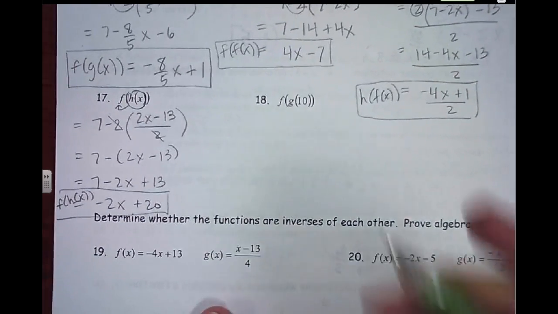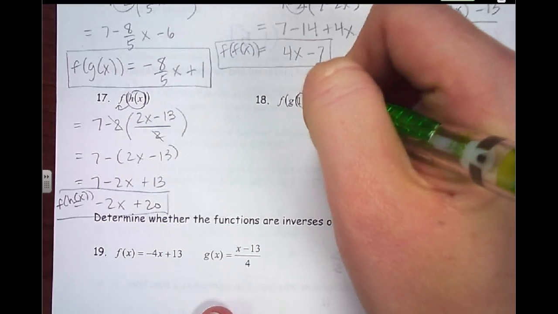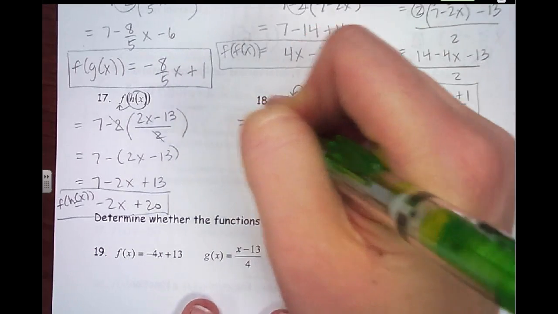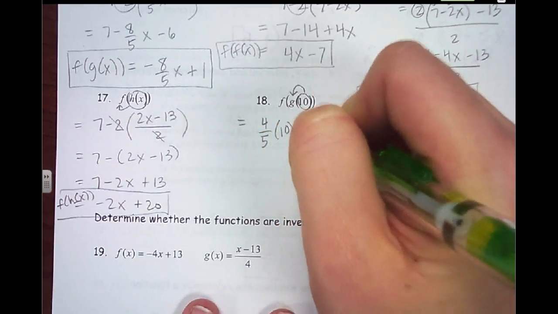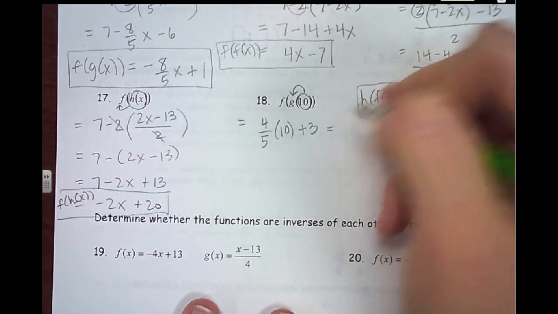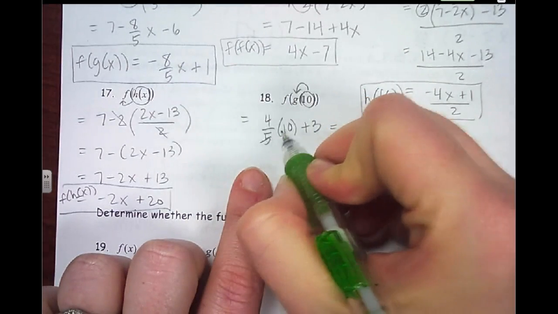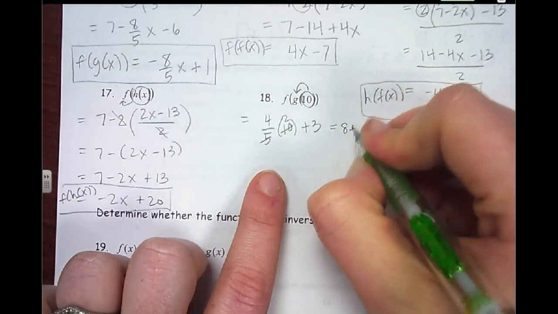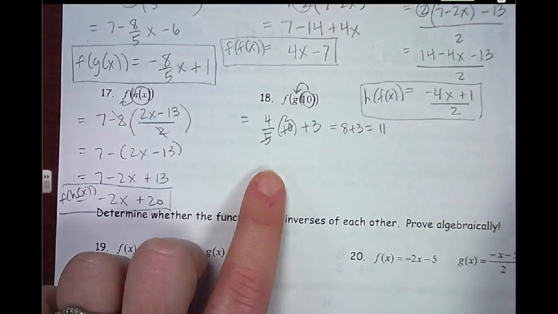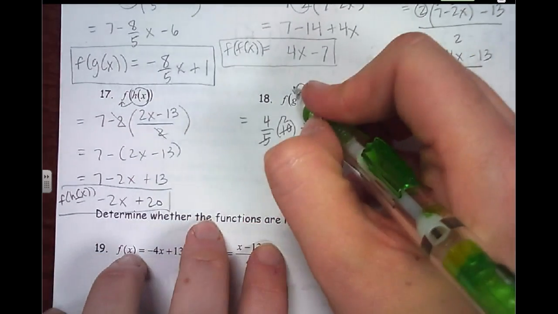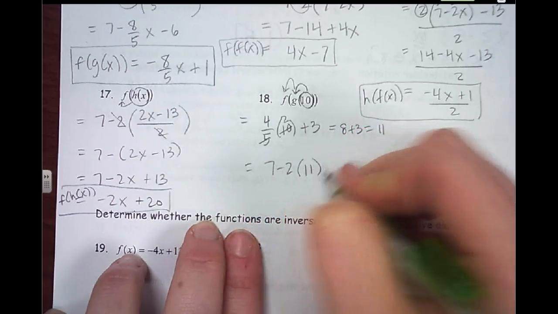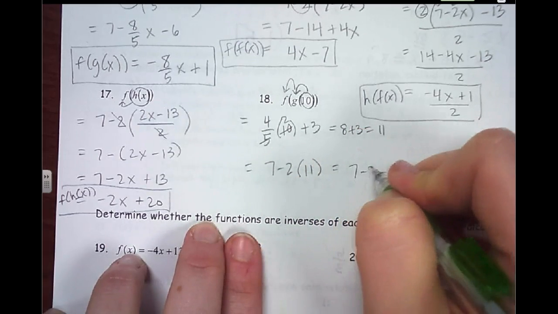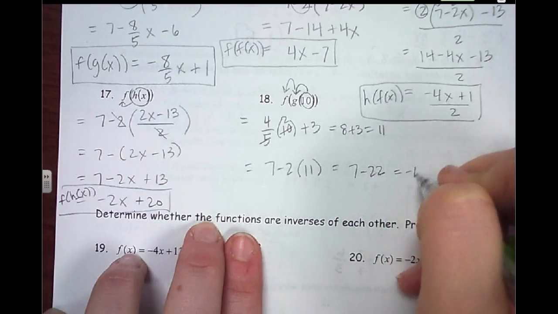Okay, and number 18. Now this one has a number here, so I'm going to take 10 and put it into g. Okay, so the g equation is 4/5 x plus 3. So instead of x, I'm going to put 10. Okay, so 5 goes into 10 twice, so 8 plus 3 is 11. Now I'm going to take 11 and put it into the f equation. So 7 minus 2 times 11, which is 7 minus 22, negative 15.